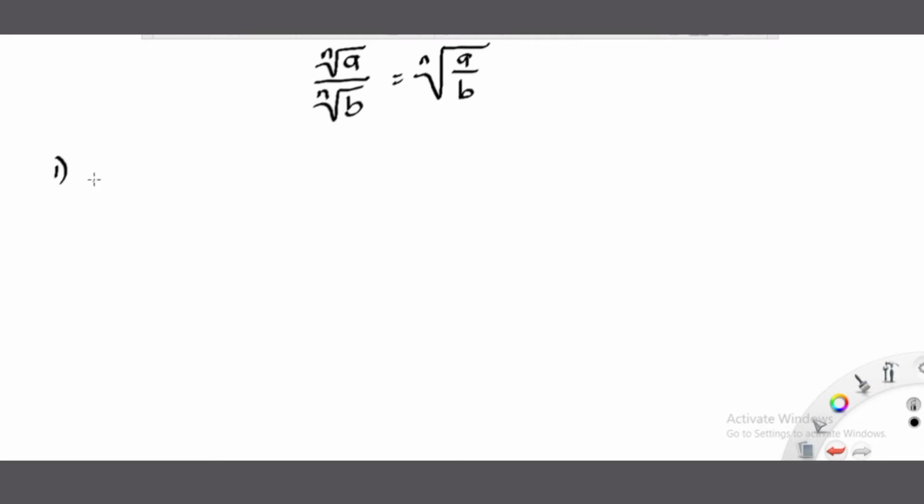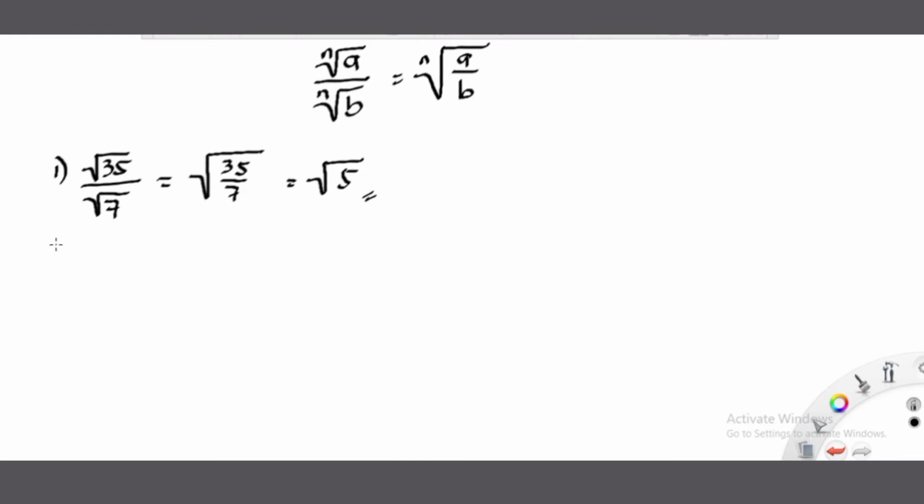Number 1, if we have the square root of 35 divided by the square root of 7, following the quotient rule, we can write this as the square root of 35 over 7. And this is equal to the square root of 35 divided by 7, which will give us 5. So the answer is the square root of 5. So that is how we do it.